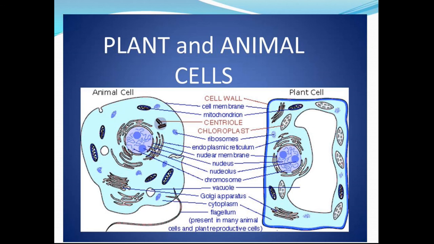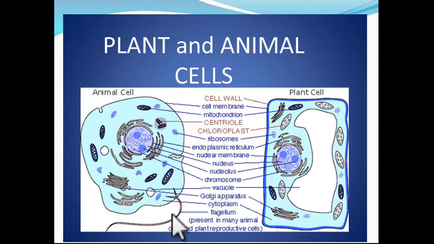Now the other one, plant and animal cells. You can see here, I will show you the differences between the plant and animal cells. Those which are highlighted in red color, these are the differences. Cell wall is present in plant cell but not present in animal cell. Centriole is present in animal cell but not present in plant cell. Chloroplast is present in plant cell whereas it is absent in animal cell.